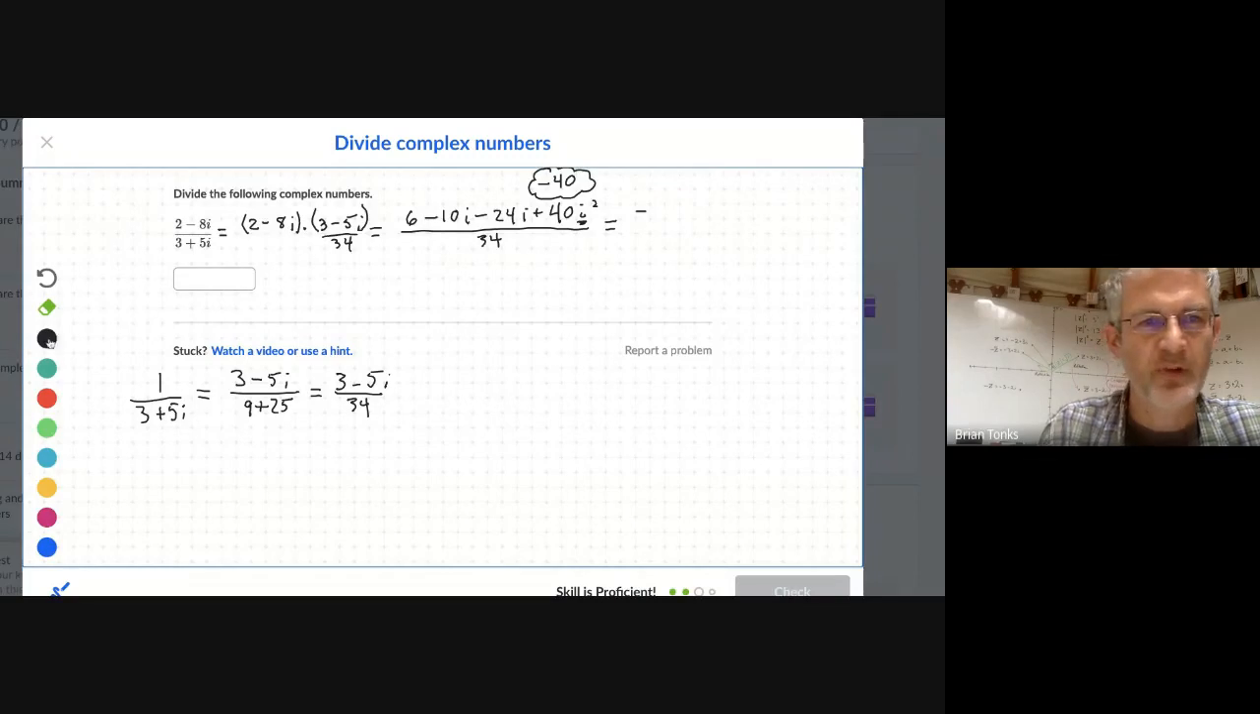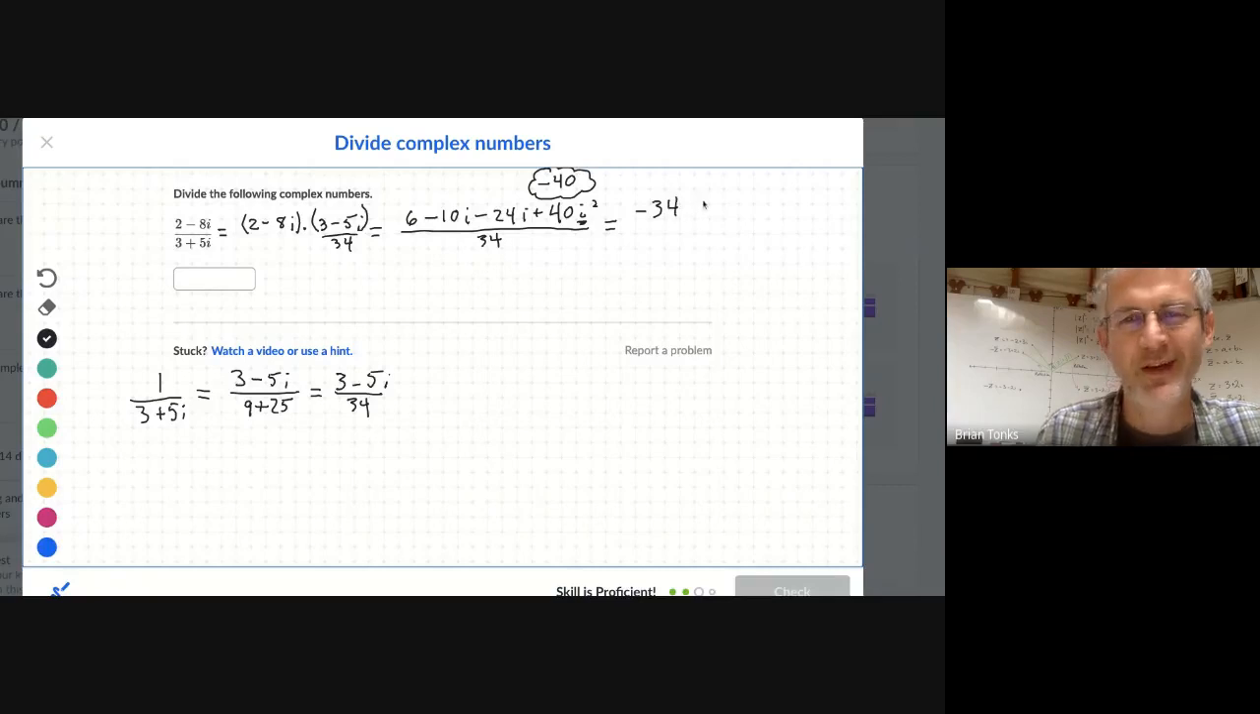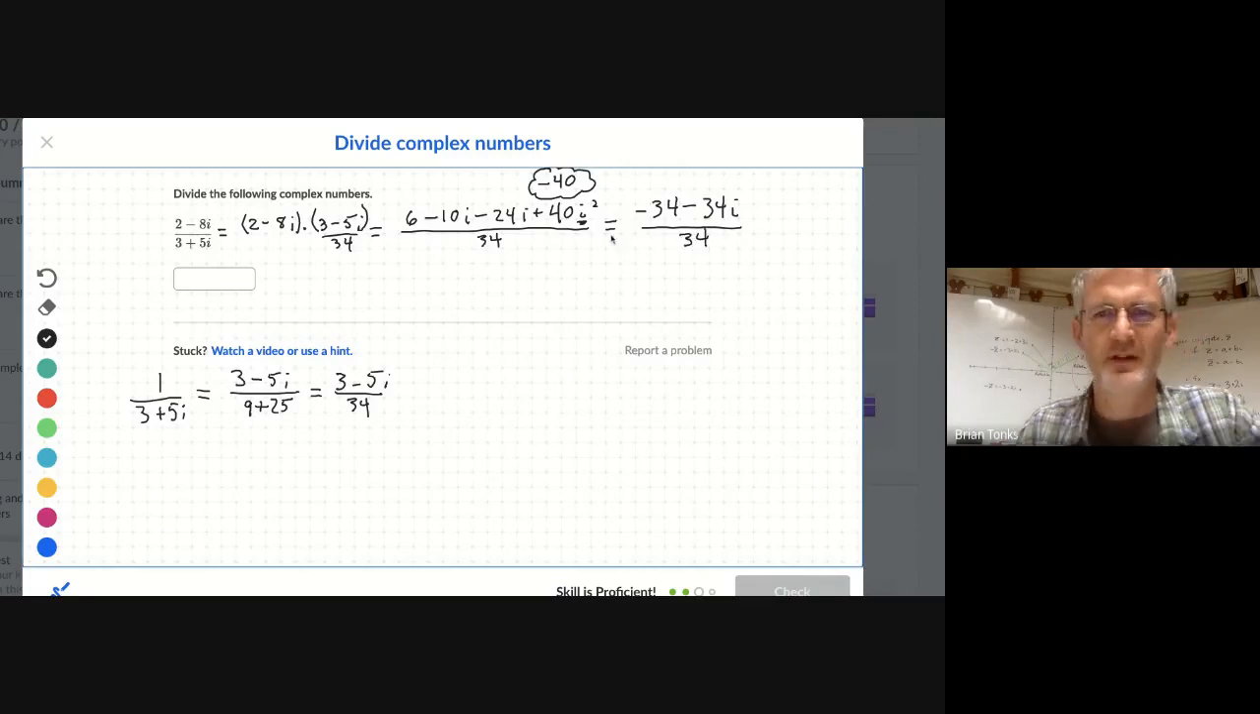There we go. -40 and 6 gives me -34. And then we've got -10i minus 24i, which gives me another -34, -34i this time. And all of that is divided by 34. A lot of 34s going on. Well, let's cancel those 34s. So I could go ahead and do like -34 over 34 minus 34 over 34i and put that in here, and I'd get the confetti.